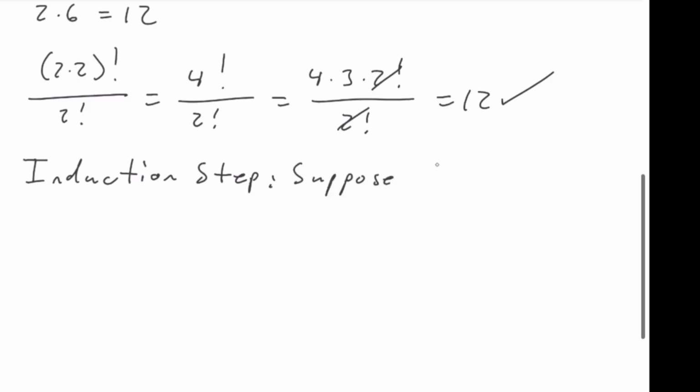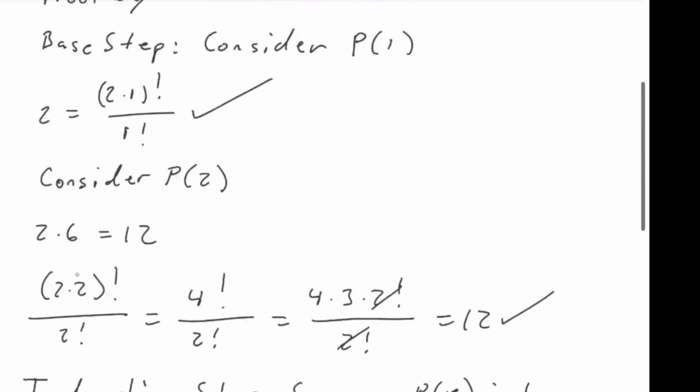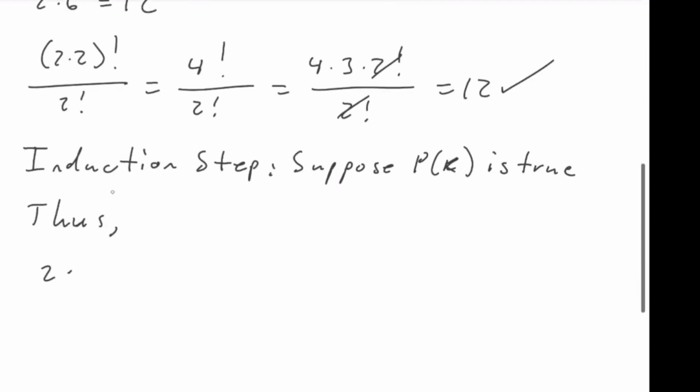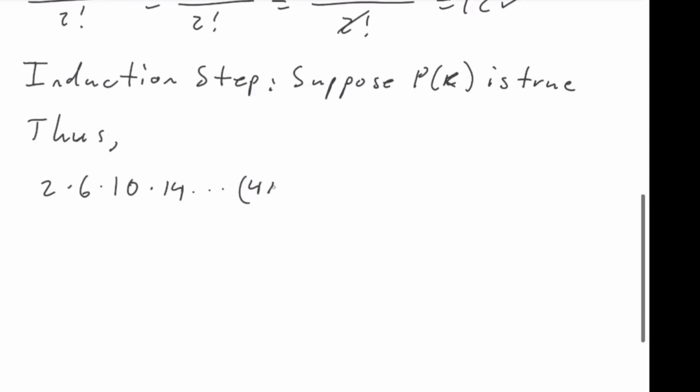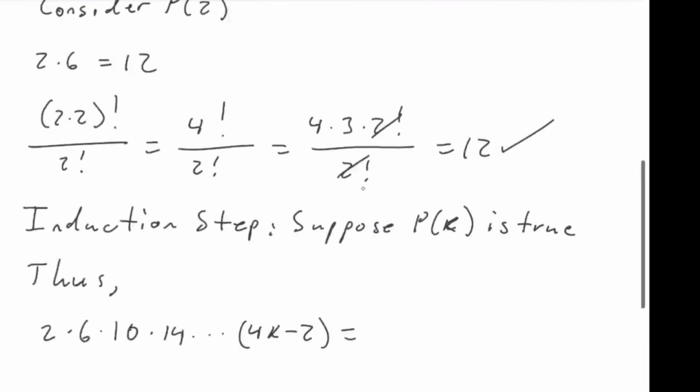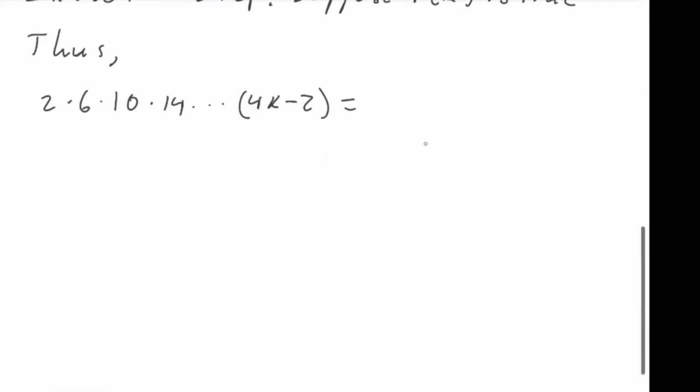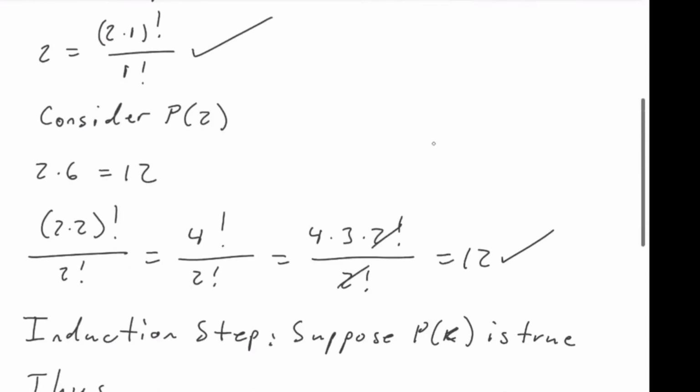Suppose P of k is true. Thus, we have 2 times 6 times 10 times 14 times up to 4n minus 2, or 4k minus 2, right? 4k minus 2 is equal to 2k factorial over k factorial, correct? Yes.